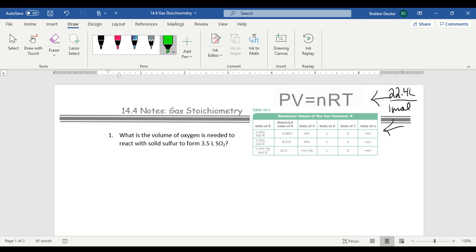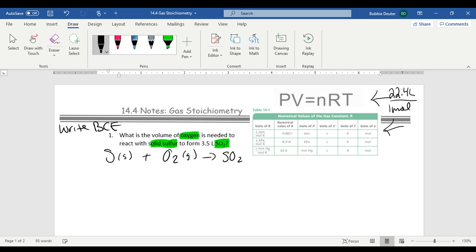So it says, what is the volume of oxygen needed to react with solid sulfur to form sulfur dioxide? So just like in all stoichiometry, write a balanced chemical equation. You have to start with the balanced chemical equation. So let's do that. Sulfur is solid, so we can just start with writing sulfur. Oxygen gas is O2, and sulfur dioxide is SO2.